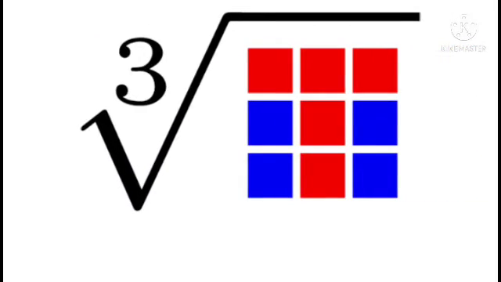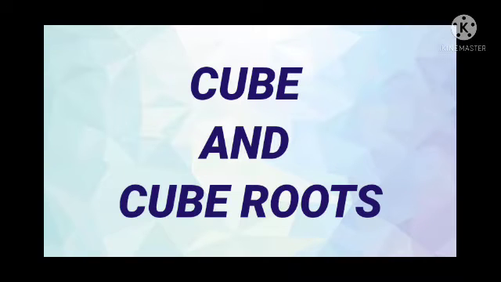The root of a radical tells you how many times a number needs to be multiplied by itself to get the radicand. The root of 3 is called a cube root. A cube root is a number that when cubed produces the radicand. So today let us find something more related to this in a lesson, cube and cube roots.